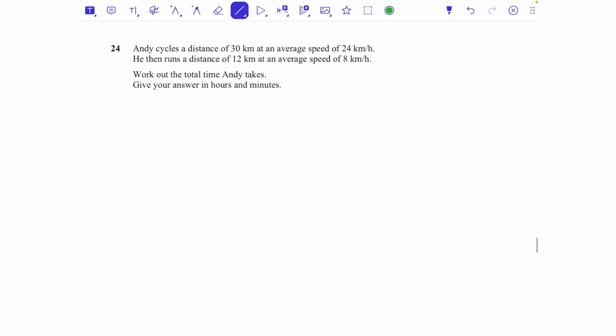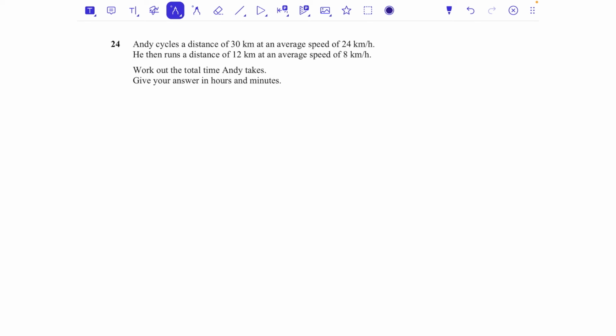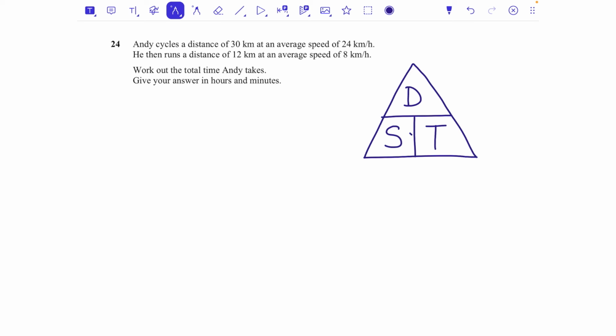2 marks for that. Okay, question 24. Andy cycles a distance of 30 kilometres at an average speed of 24 kilometres an hour. Before I go any further, I'm going to draw my speed, distance, time triangle. If I want distance, I would do speed times time. If I want speed, you'd cover that up and do distance divided by time. And if you want time, distance divided by speed. So that's really helpful.